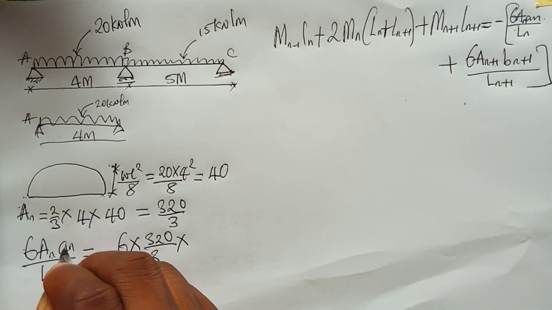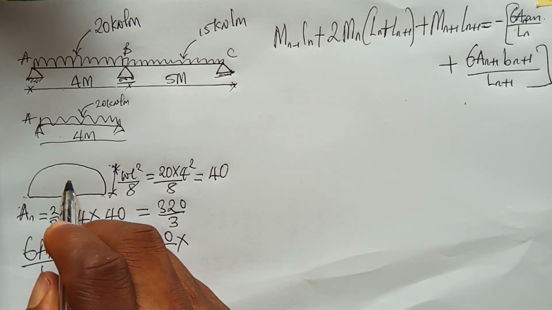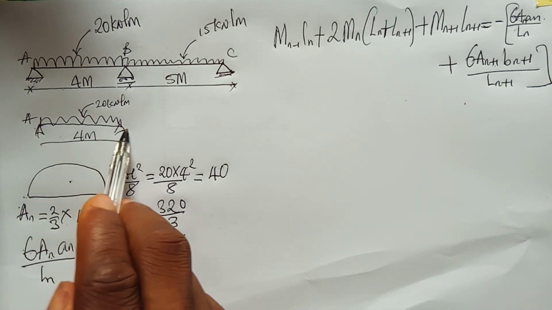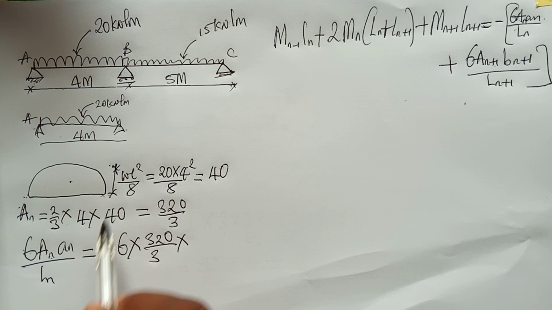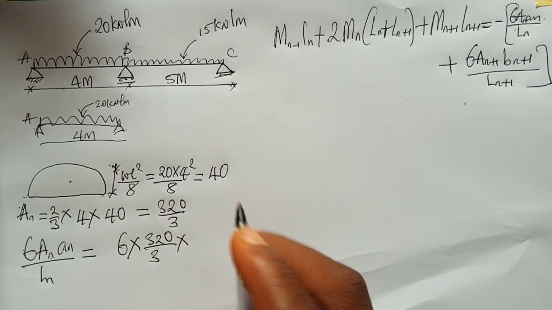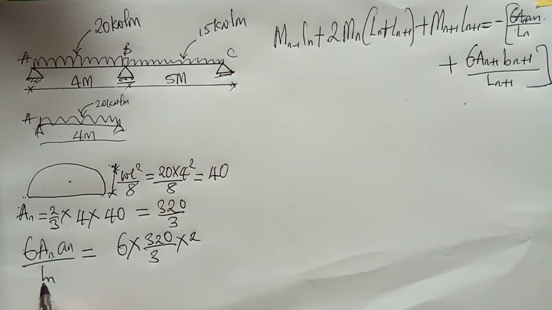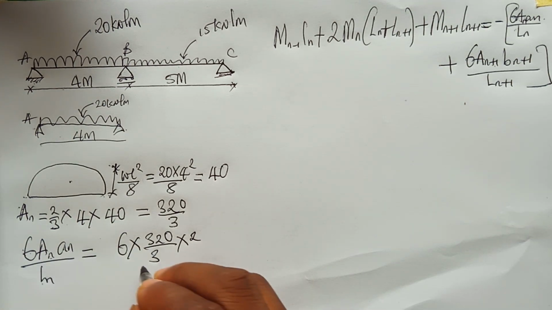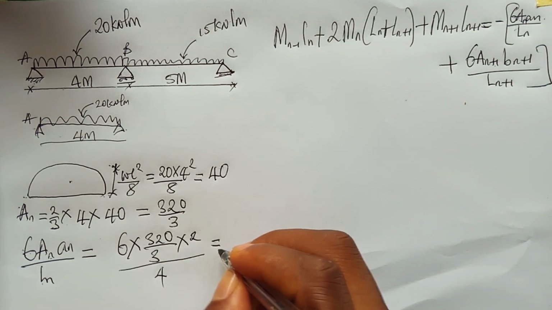Then multiplied by an, which is the centroid of this particular bending moment diagram. And the centroid for UDL is L over 2. So the span is the L, and that is 4 meters. Therefore, the centroid, which is an, will be L over 2, which is 4 over 2, and that will give us 2. So we have 2. And the formula says all over Ln, which is 4. So everything will be divided by 4.